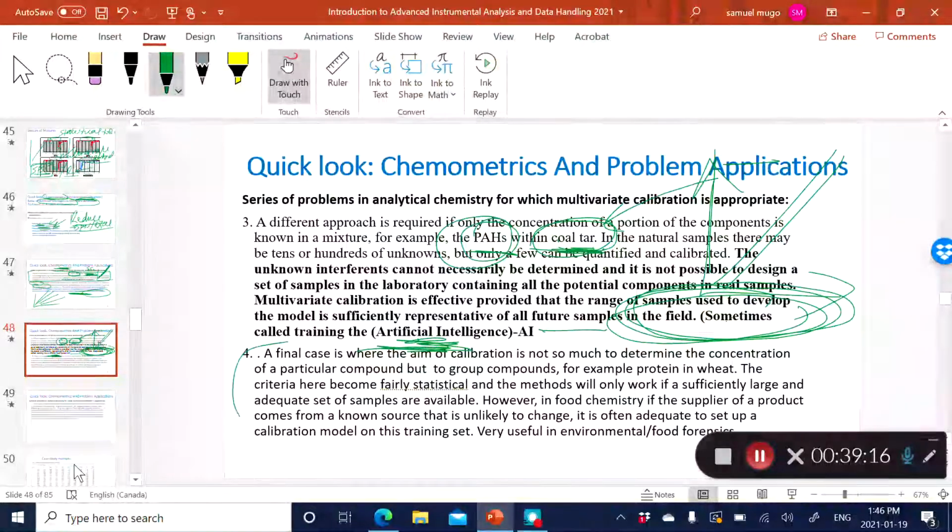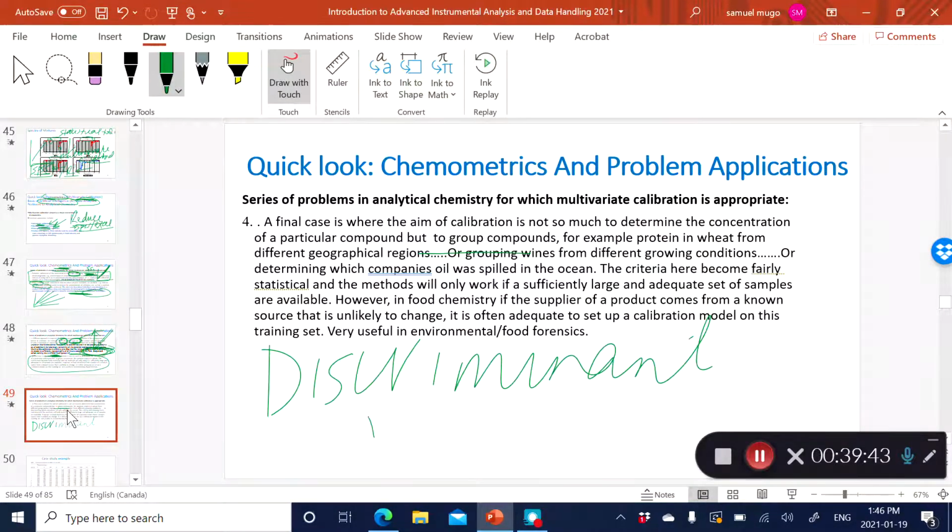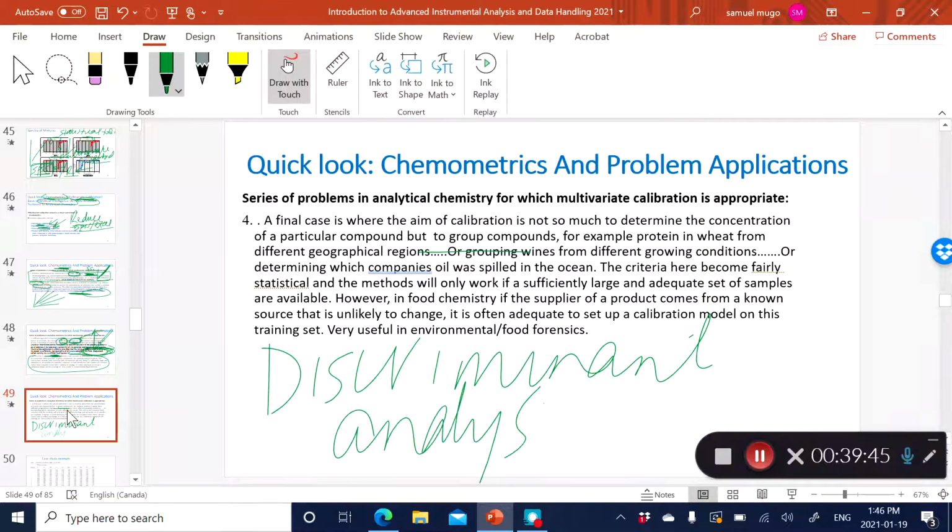Now, the last case is this, where you are trying to not necessarily determine the concentration of the unknowns, but in this case, you're just trying to group different sample specimens and see if they relate with each other. Sometimes people call this discriminant analysis, and those of you in statistics, I'm sure you've come across it.